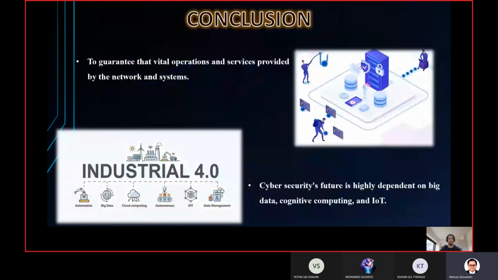In conclusion, the purpose of security is not just to protect the physical network and stop intrusion, as threat-focused security does, but also to guarantee the virtual operation and services provided by the network system. Cybersecurity's future is highly dependent on understanding the threat landscape and developing trends in technology, such as big data and IoT. With Industry 4.0, the combination of information technology and operational technology has brought new challenges.